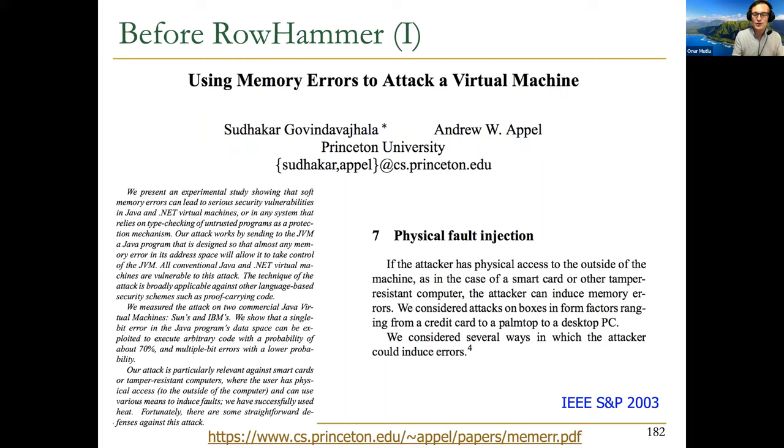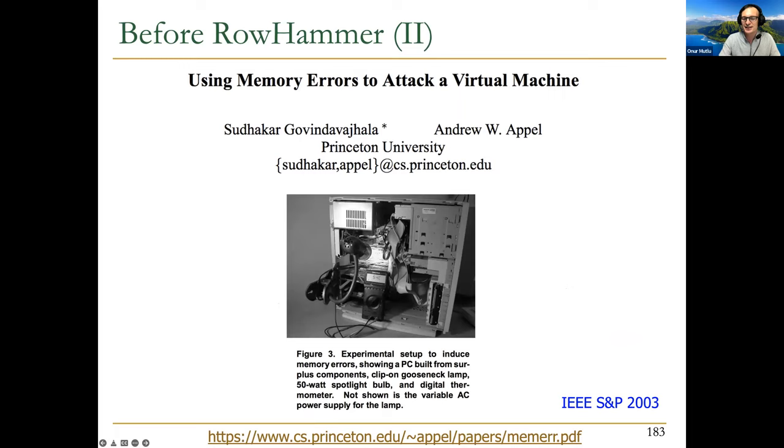What these folks did was they induced memory errors physically by going to a machine, by having physical access in this particular case, as you can see over here. And based on these errors, they were able to compromise the guarantees of a virtual machine. They were able to take over the Java virtual machine and .NET virtual machine at that time. Google actually showed that they could take over their own virtual machine, basically. And you can see that they induce these memory errors with a lamp over here, which is very interesting. It's a fascinating paper to read, I would say. Maybe it's a paper ahead of its time.